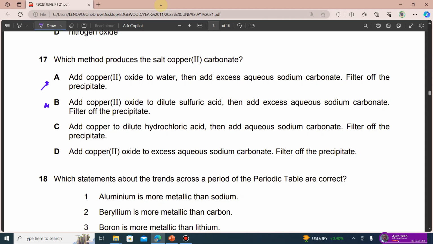Add copper to dilute hydrochloric acid. That reaction likely does not occur because hydrogen is higher, so it's difficult for copper to push off hydrogen that easily. Add copper 2 oxide to excess aqueous sodium carbonate and filter off. So in this case, option B is the correct one, because the copper 2 oxide would not dissolve in water. It's insoluble in water, so the best is to add it to dilute sulfuric acid to make it soluble before you add excess aqueous sodium carbonate that will precipitate it out.